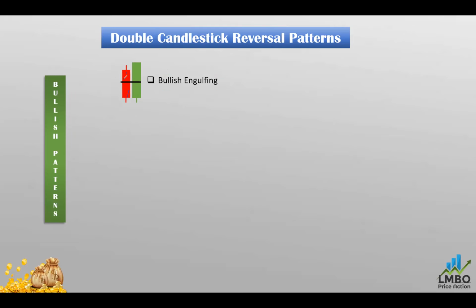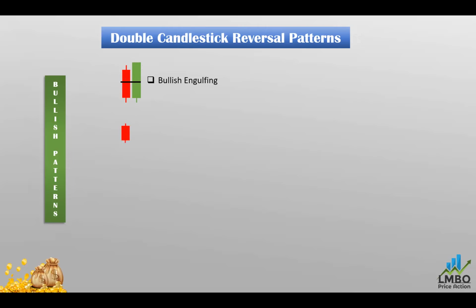If this red candle closes here, like this one, then this will not be engulfing. Engulfing means the 50% of the green candle must be broken by the red candle. The size of the red candle must be greater.